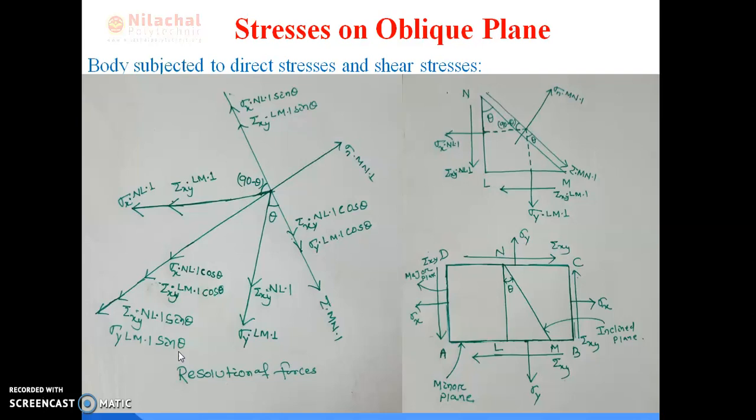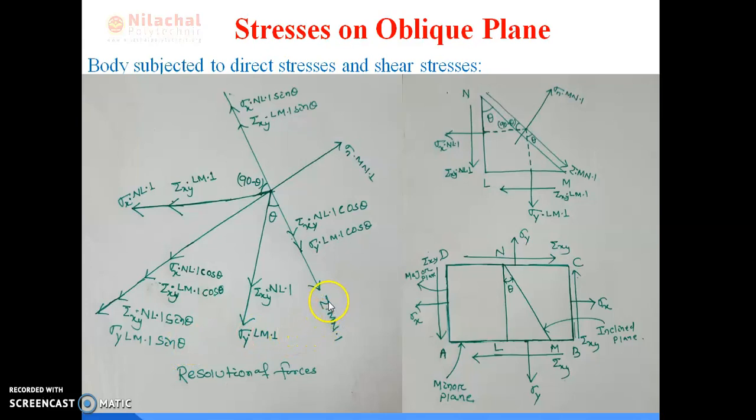The normal stress acting upon the inclined plane can be obtained by resolving the forces along the normal direction. In one term, sigma n MN into 1 should be equal to the sum of these forces, that is sigma x NL into 1 cos theta, tau xy LM into 1 cos theta, tau xy LN into 1 sin theta, sigma y LM into 1 sin theta.